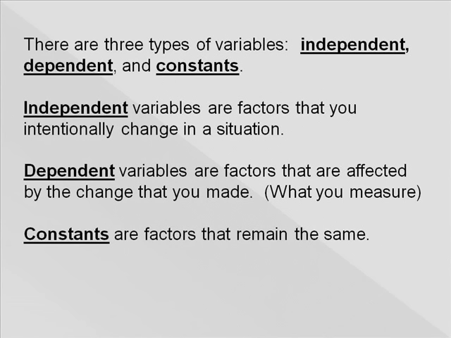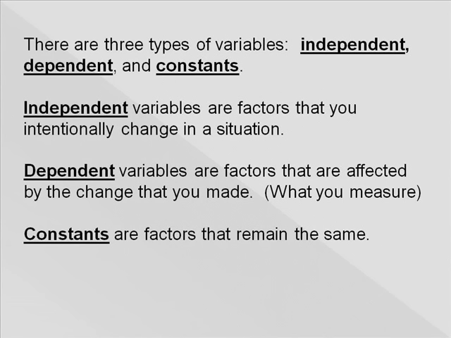Constants are anything that stay the same. There are probably going to be lots and lots of constants in each of the experiments we talk about. In the plant experiment that I just gave you, I would need to keep the same size and type of flower pot, the same amount and type of soil. The plants would need to get the same amount of water, the same amount of sunlight, be kept in the same temperature.